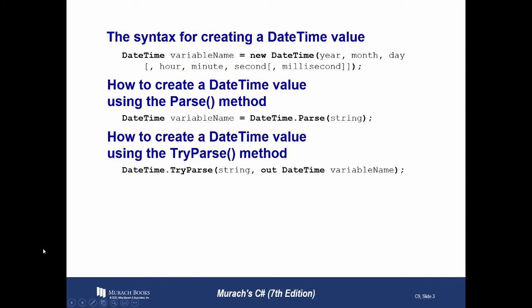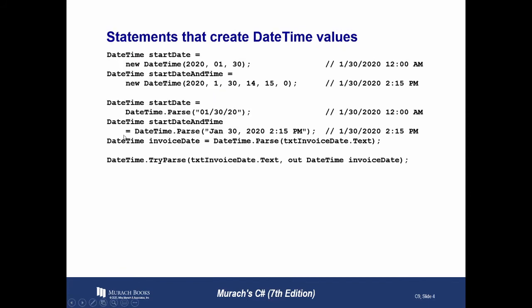Okay, so really, if we want to say how to create a date time value using the parse method. Okay, and you can see that date and time really are data types. Then I'm saying the name of the variable that I want to have is string date. And I call this new date and time. So this is the syntax or the statements to create date time values.